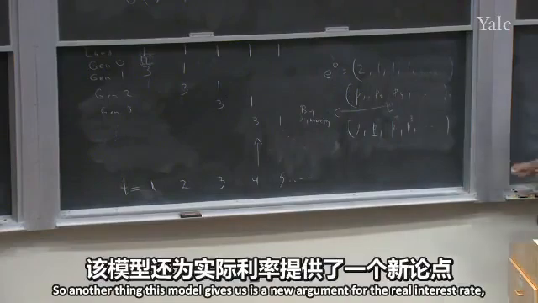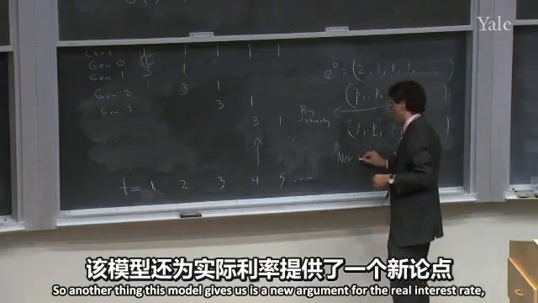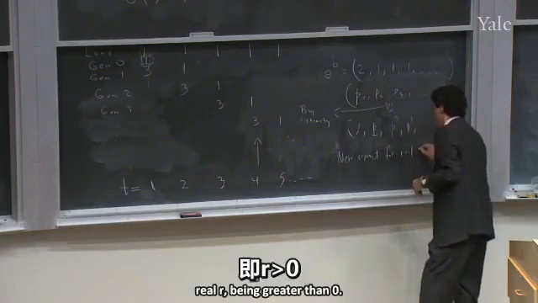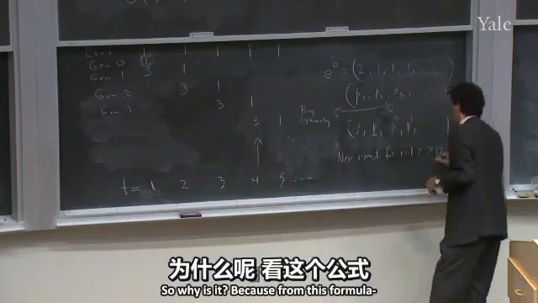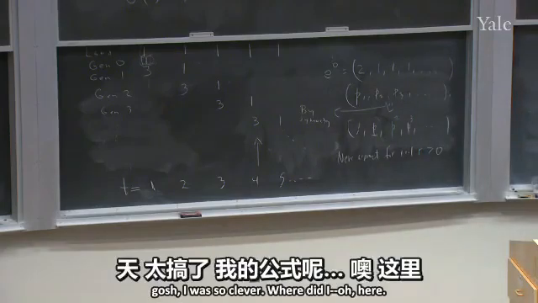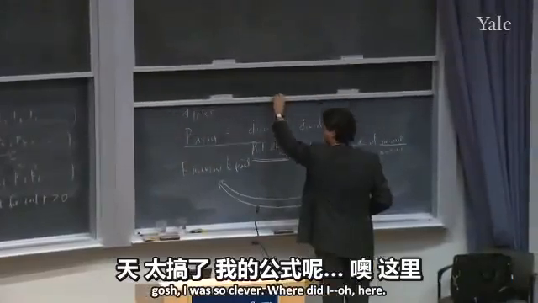Okay, so another thing this model gives us is a new argument for the real interest rate, real R, being greater than 0. So why is it? Because from this formula, gosh, I was so clever. Where did I? Oh, here.